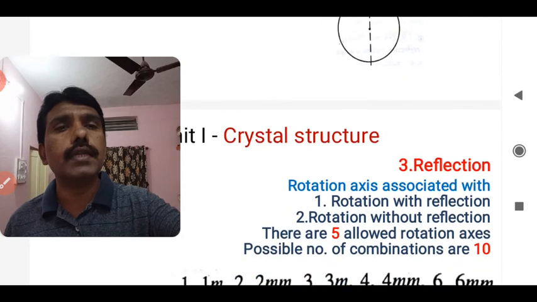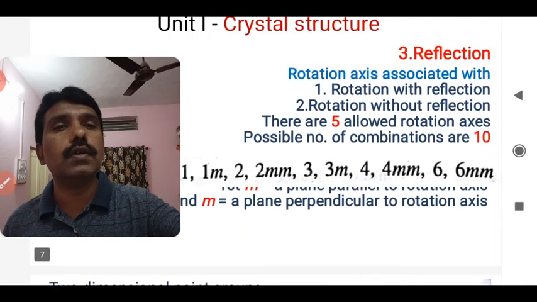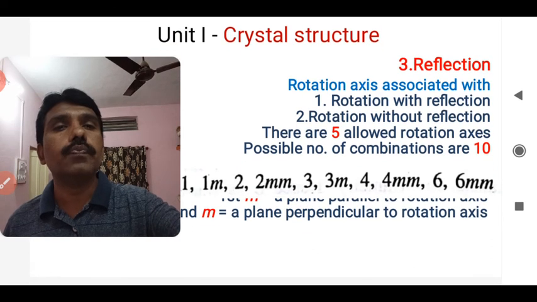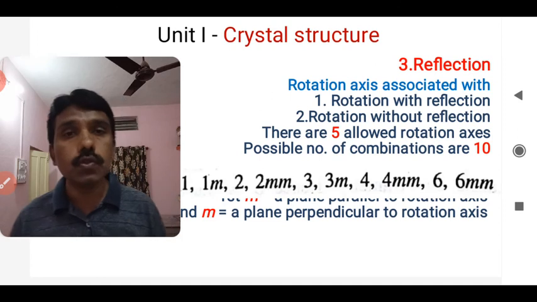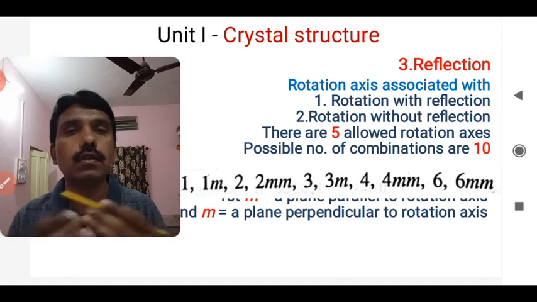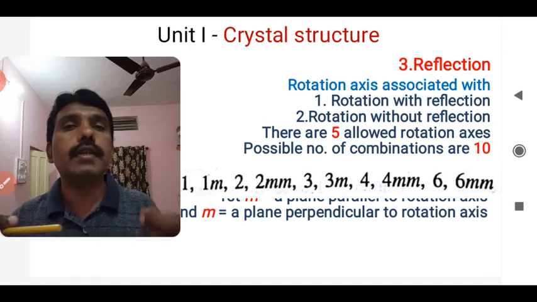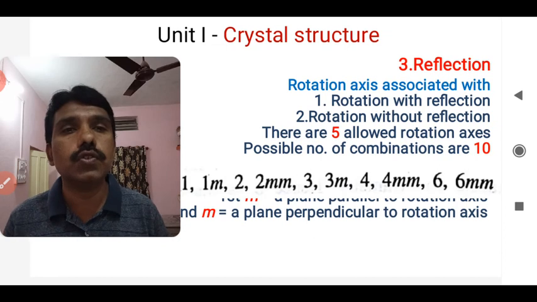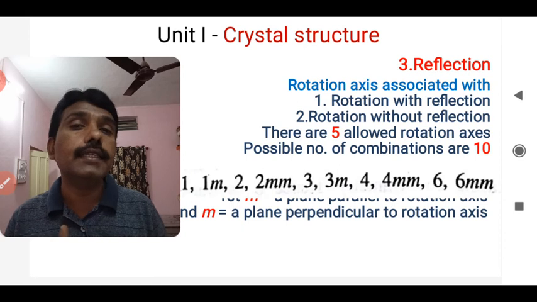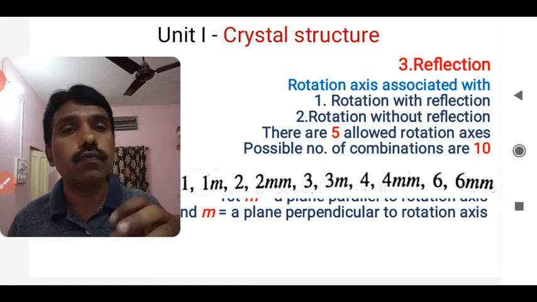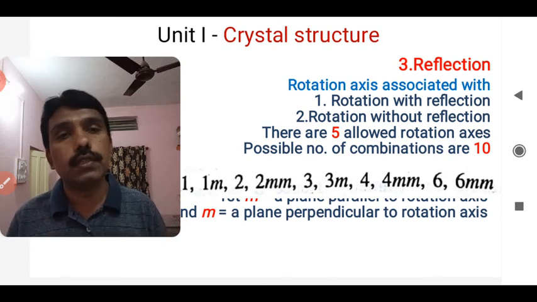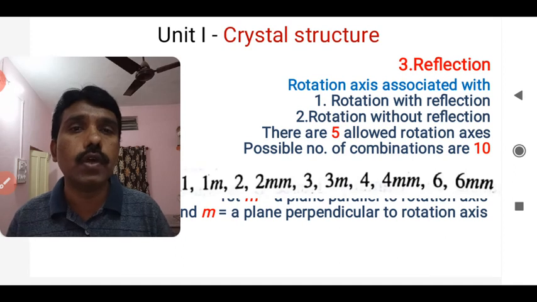So how many types of reflections can we see in a crystal structure? That is quite interesting. As far as reflection symmetries are concerned, both rotation and reflection are involved. Somehow the rotation and reflection symmetries are like brothers. They are related with each other, or they sometimes follow each other. A few of the reflections are with the rotation, and a few of the reflections are without rotation.